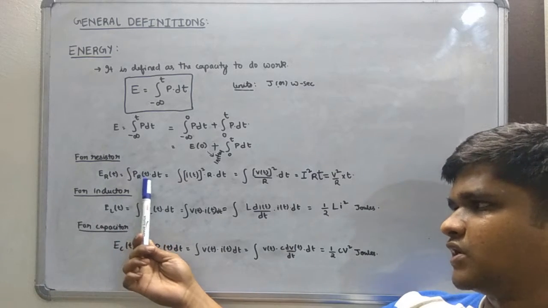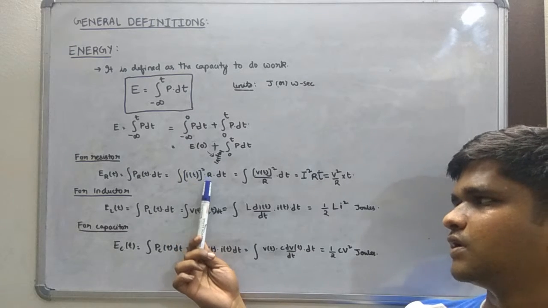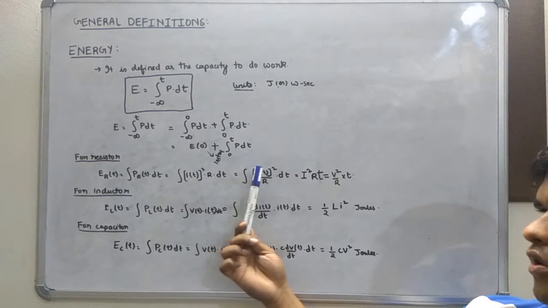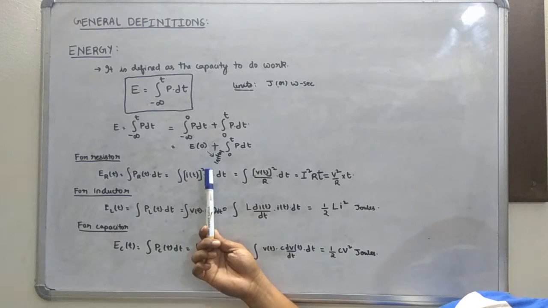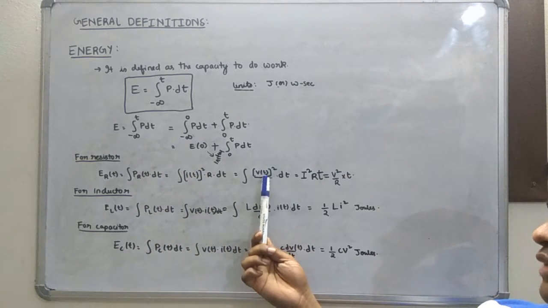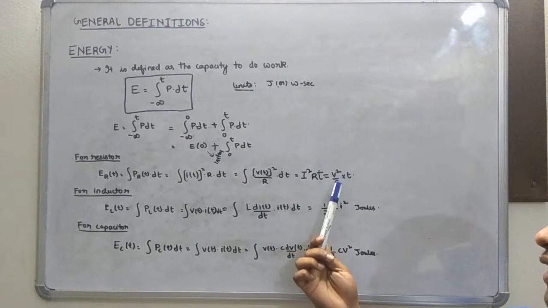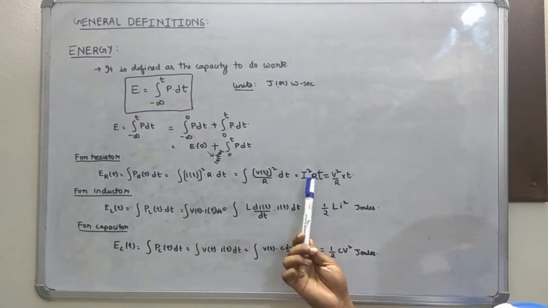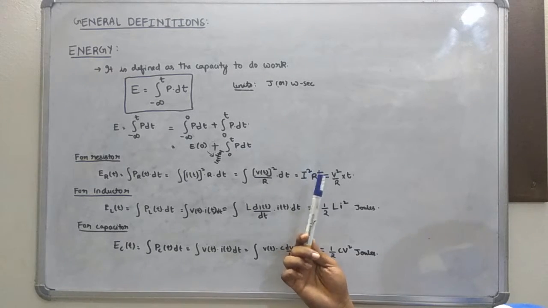Now coming to the calculation of energy for all the three basic components, as energy is nothing but the integration of power, we know that the formula of power for resistance is I square into R or V square by R. And if we consider the excitation to be a linear one, then we can simply replace this by I square R into t or V square by R into t. These are applicable only when it's a linear excitation system.